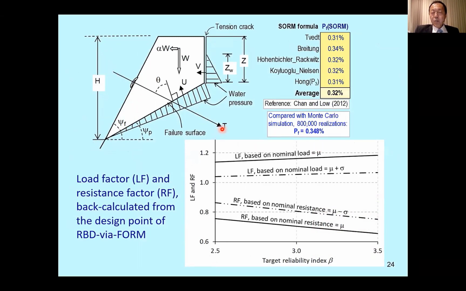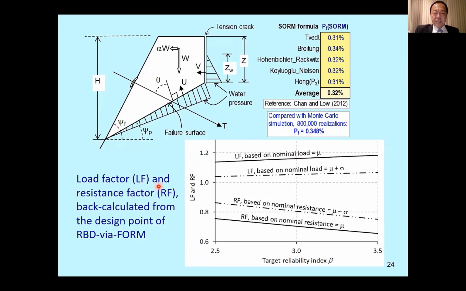So then Monte Carlo, in this case, with the rock bolt force required to achieve a reliability index of 2.5. And then going to the SORM, there is a 0.32% average failure probability. And this compares very well with this Monte Carlo simulation.